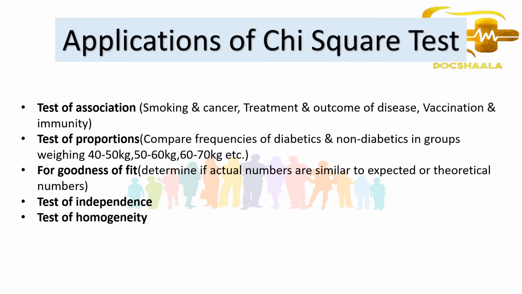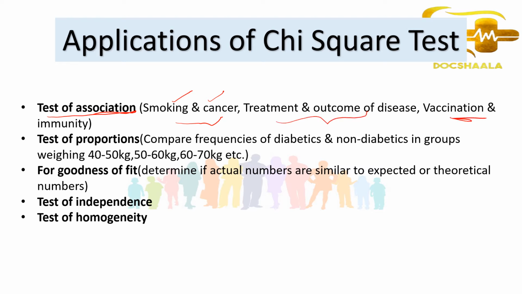Now, applications of the chi-square test. It is applied as a test of association between two variables. For example, we have two variables, smoking and cancer. We can use it to measure whether smoking and cancer are really associated, and how far they are associated. Another example is treatment and outcome of disease, and how far they are associated.